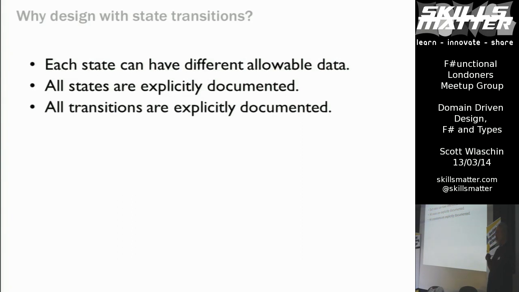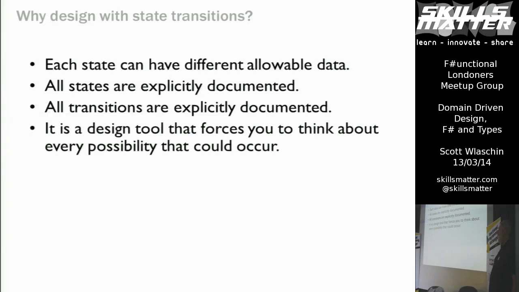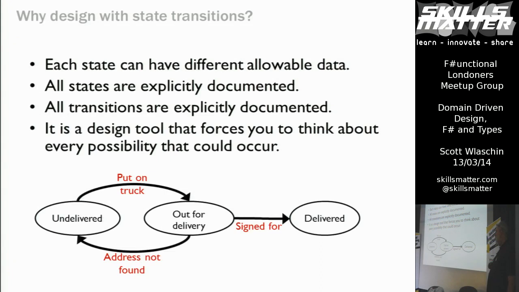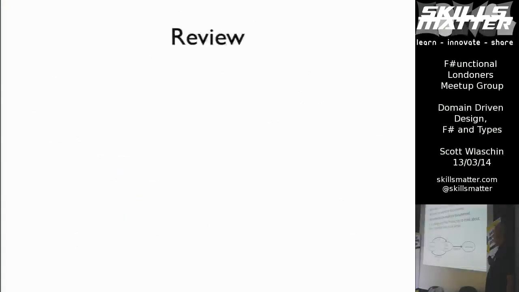And all the transitions are explicitly documented. Every possible transition you have to think about. Can I go from an empty cart to a paid cart? No, so that's not in the API. Can I go from a paid cart to an empty cart? No, that's not in the API. So it's very clear. The API is just a set of transitions. So it's a design tool that forces you to think. That's what I like about this approach.